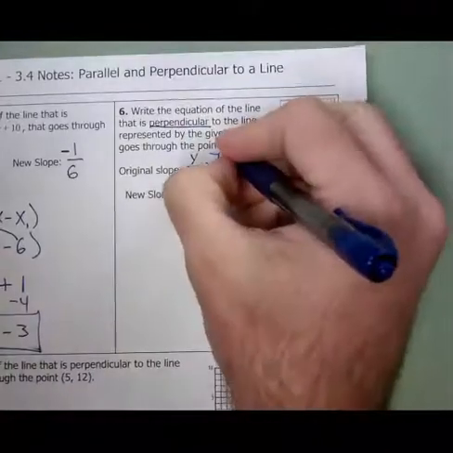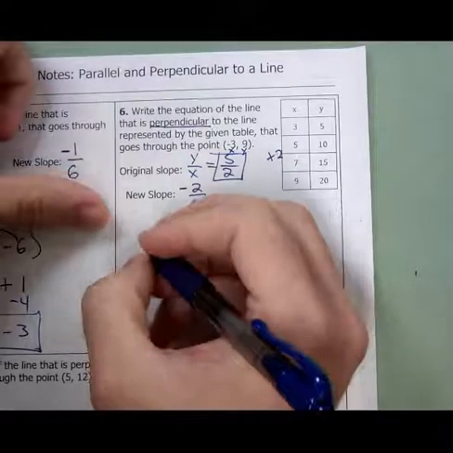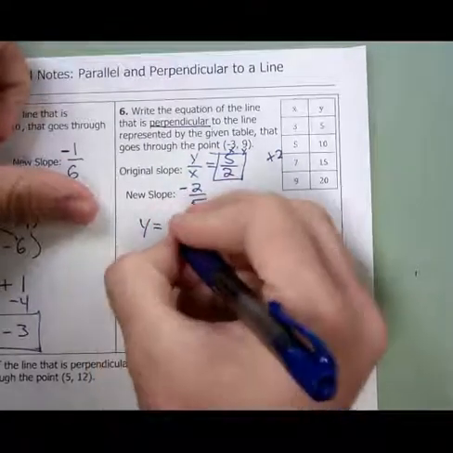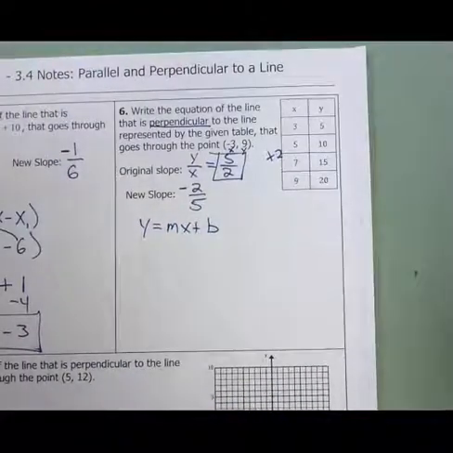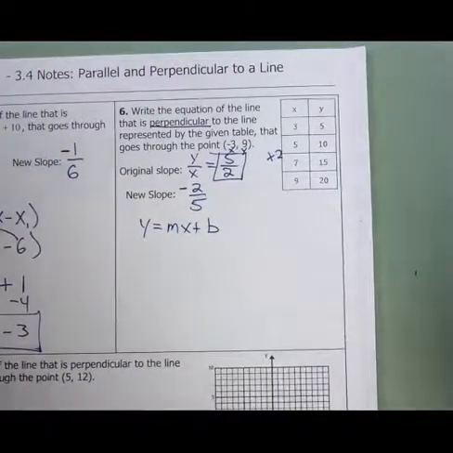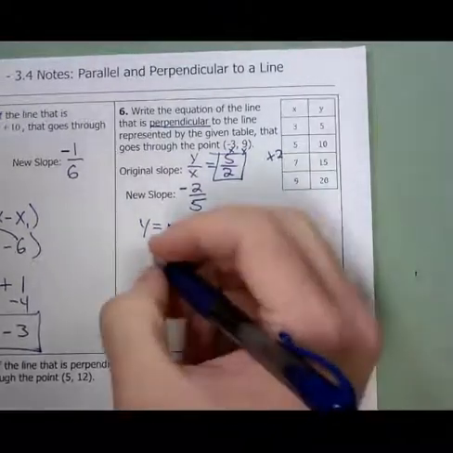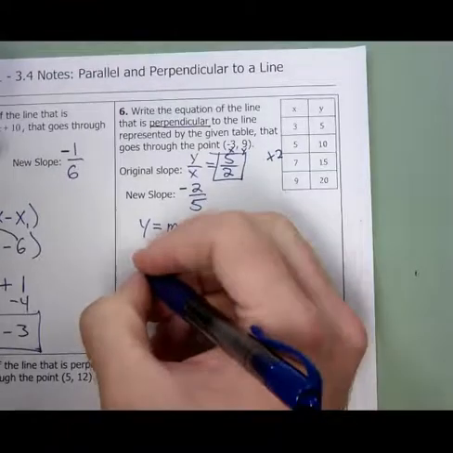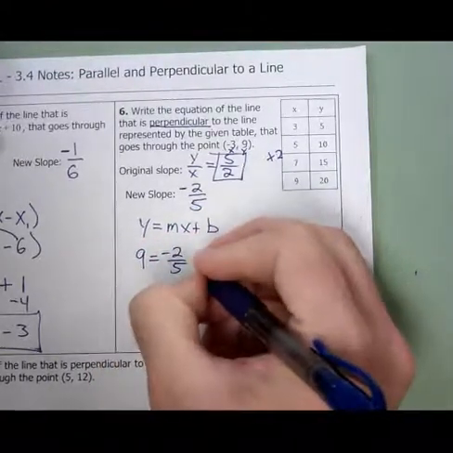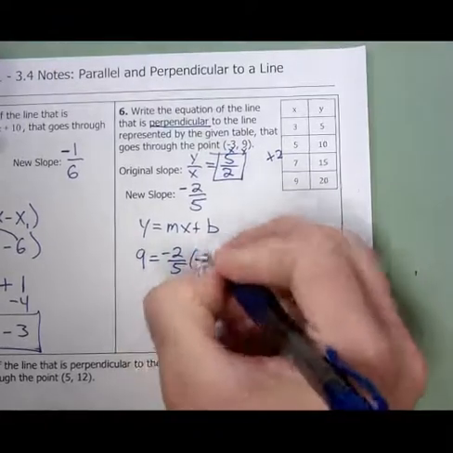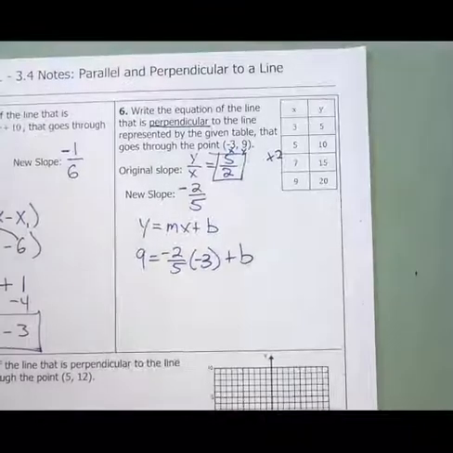Again, we have our points here. We have our x, we have our y. So if I plug those into y equals mx plus b. Now I'm doing it 2 different ways. You figure out which way you like the most and stick to that one way. You don't have to keep switching back and forth like me. Alright, so your y is 9 equals negative 2/5 x, which is negative 3, plus b. We're solving for b here.